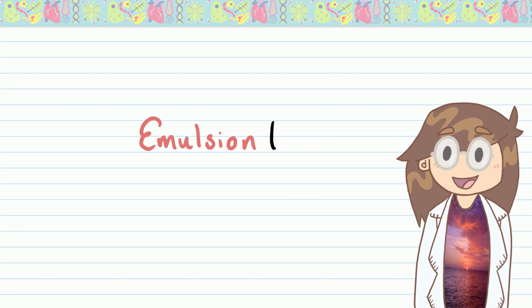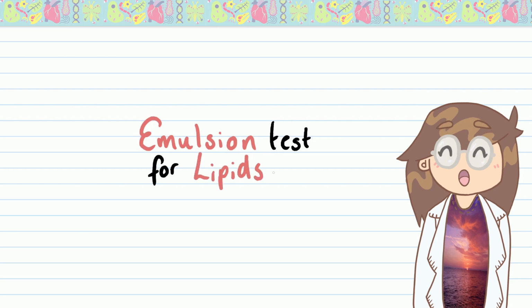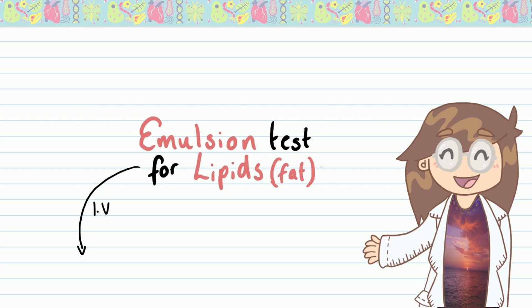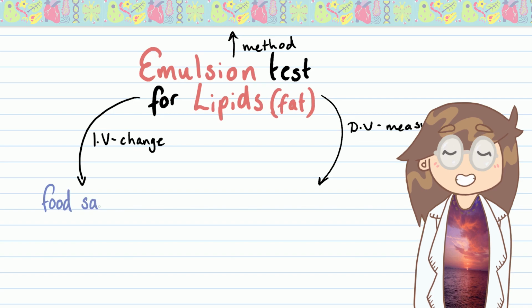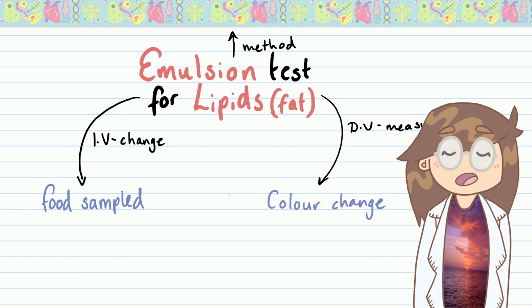Right, on to our last of the food tests, the emulsion test for lipids. Lipids is, of course, the posh scientific term for fat. And as always, we're going to look at our variables. Independent variable is going to be our food sampled, surprise, surprise. Our dependent variable is going to be colour change.